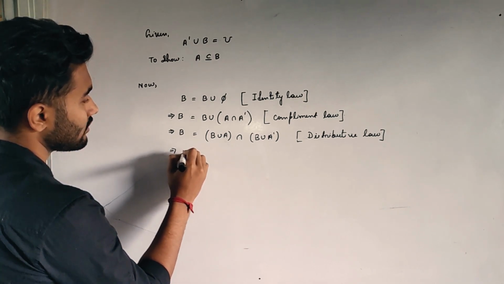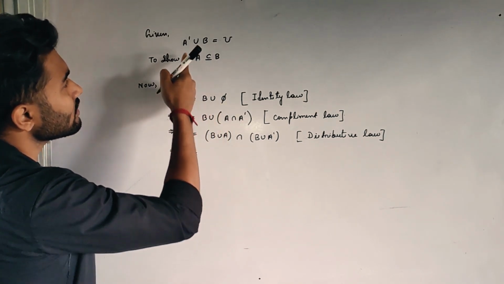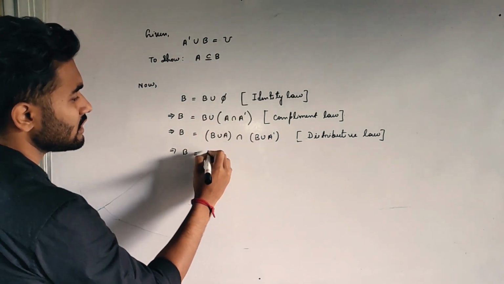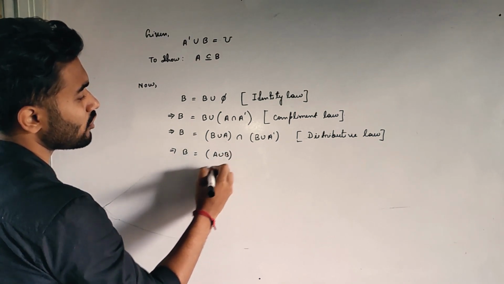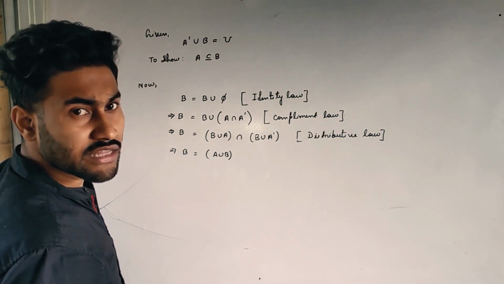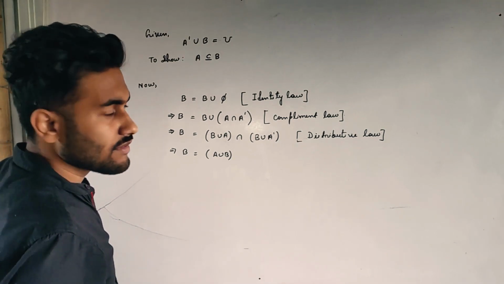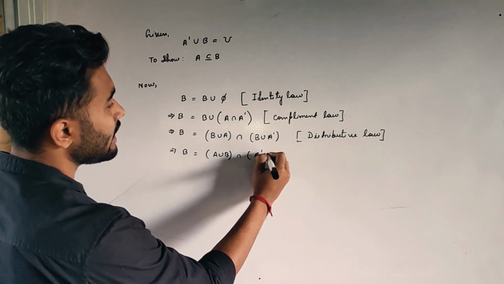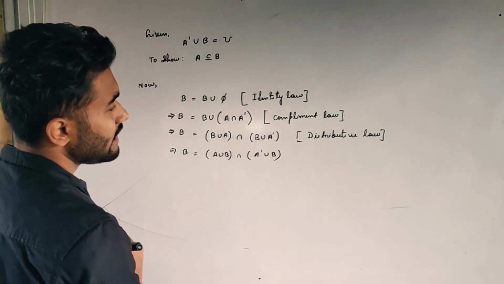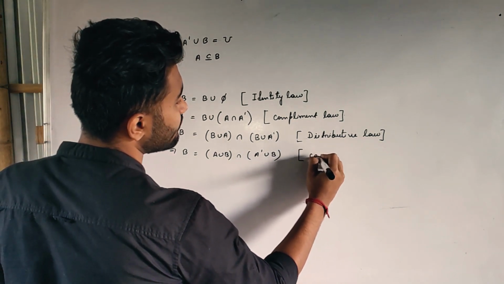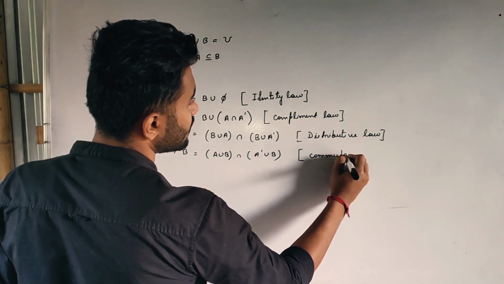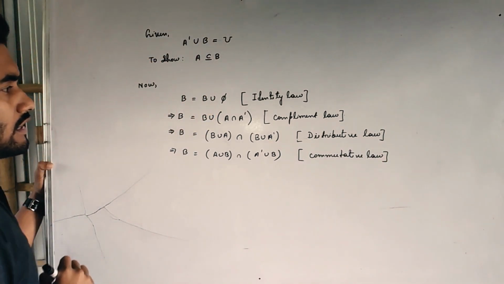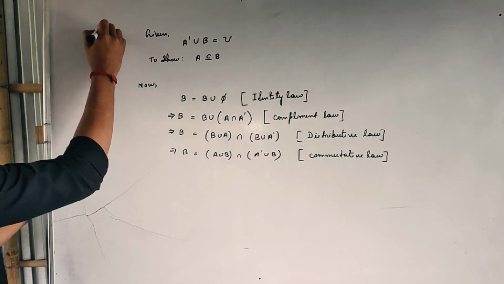Next, if you want, you can rotate them because it is A complement union B. It is the same thing only, but still, if you have to match with this, then you just start it that way, A union B, and this law is known as what? Commutative law. If you turn that thing, it is known as commutative law. So B union A union B, intersection B union A complement, we wrote A complement union B. And this law is known as commutative law. Done.